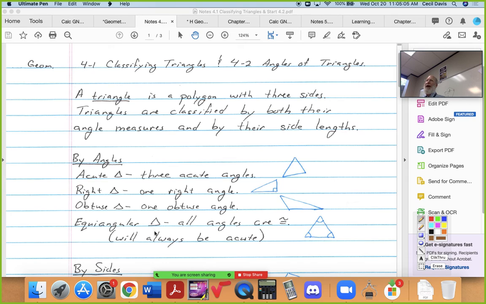Have you ever heard of an equiangular? Anytime you see the prefix equi, or sometimes without the i, that just means equal. And angular, I wonder what that could mean. Triangular. Angles. All three angles are the same, so equal angles. Here, all the angles are congruent. And that'll always be acute because you can't have three right angles in a triangle, or at least not in our kind of geometry.